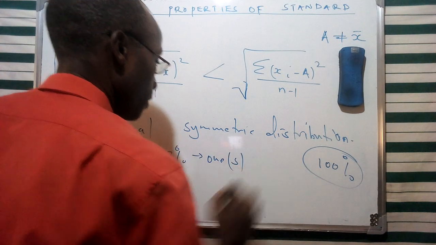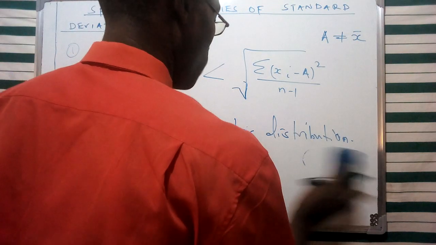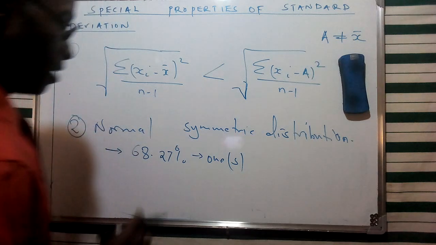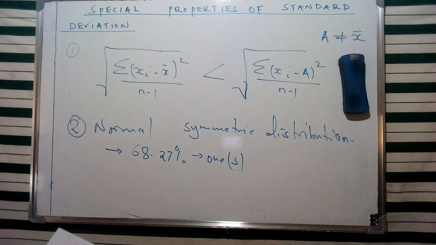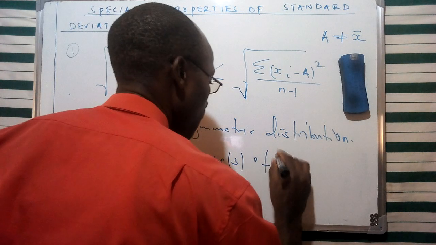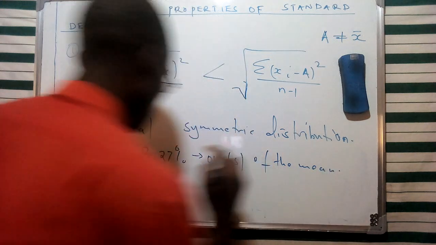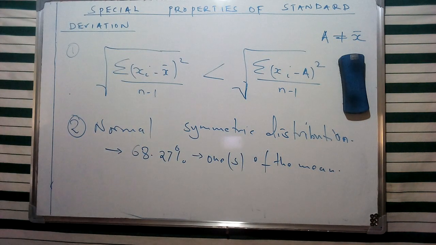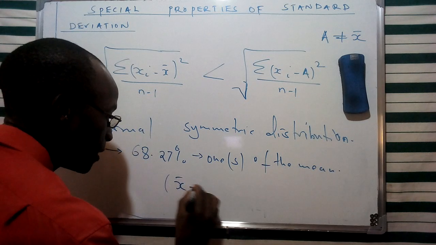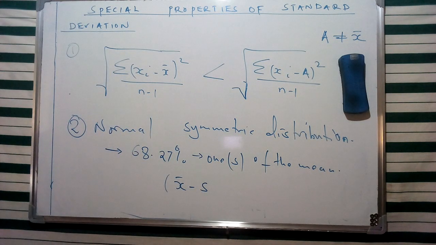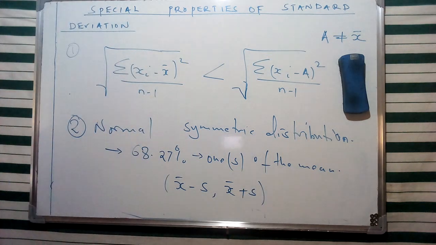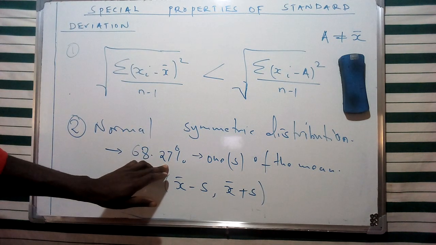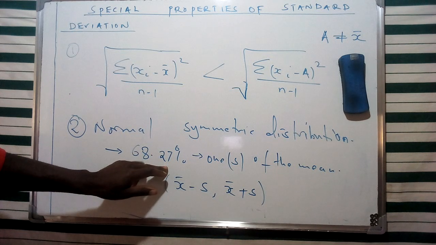Falls within one. I'm going to give this one in summary form. For a set of data from a symmetric distribution, 68.27% is going to fall within one standard deviation of the mean, implying that we can have an algebraic representation of this relationship: the mean minus one standard deviation, or the mean plus one standard deviation.